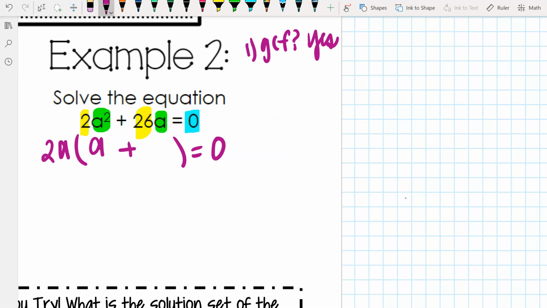Okay. So then for 26a, if I take out an a and I take out a 2, that leaves me with 13. So then when I distribute, 2 times 13 is 26, and then you have the a that follows. Okay, so that should be what it looks like.